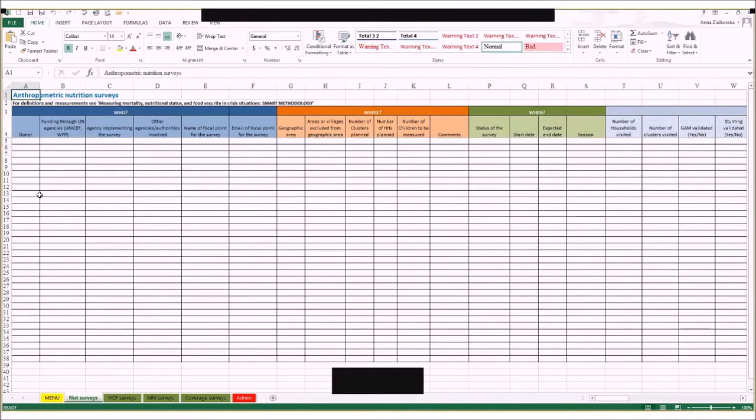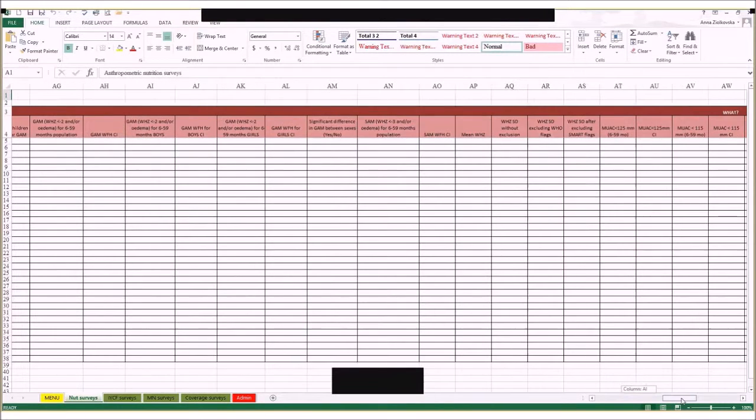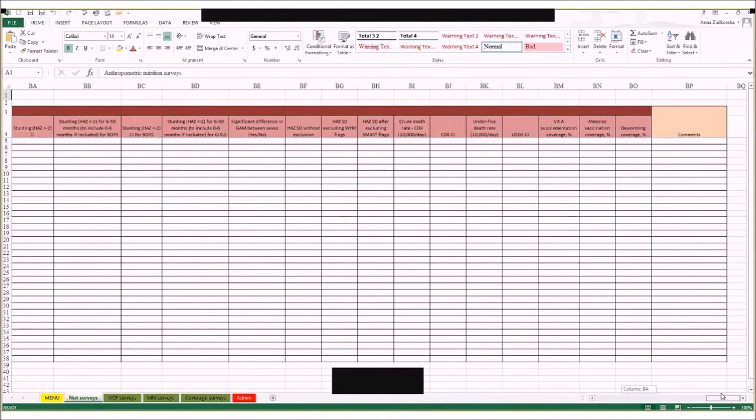So if we can go through each of the sheets very briefly, just to know what is in them. The structure of each sheet is very similar to actually 3 or 4W. You would have who is conducting the surveys, where you're conducting them, when you're conducting them, and then information on the survey quality, and actually the information which you are interested in, plus comments.